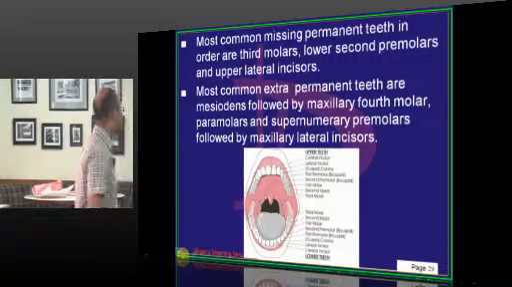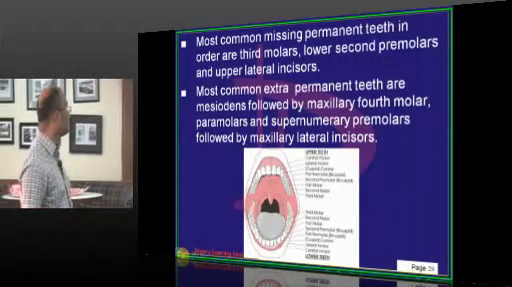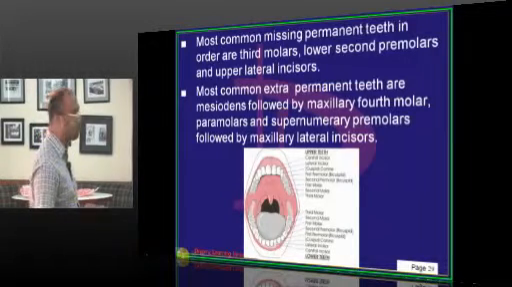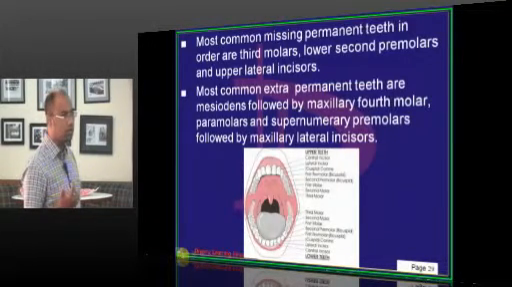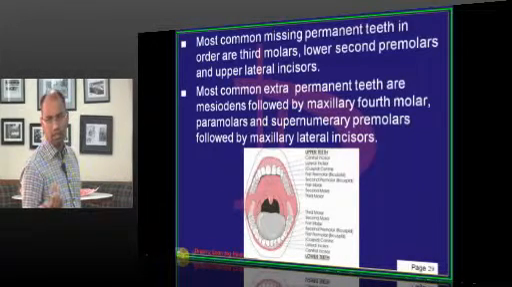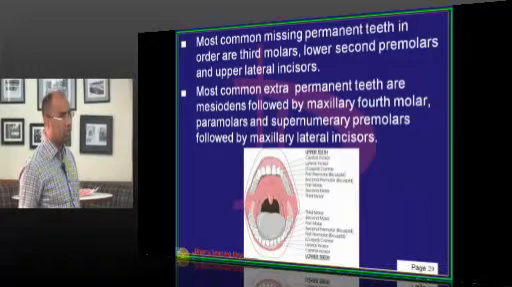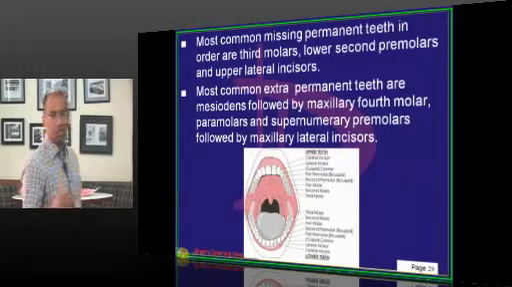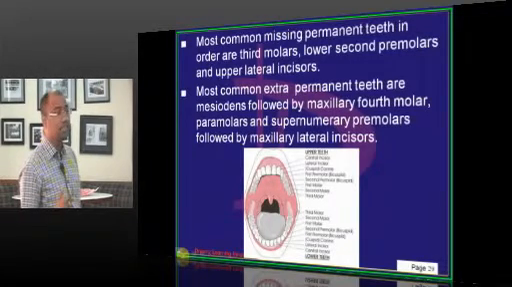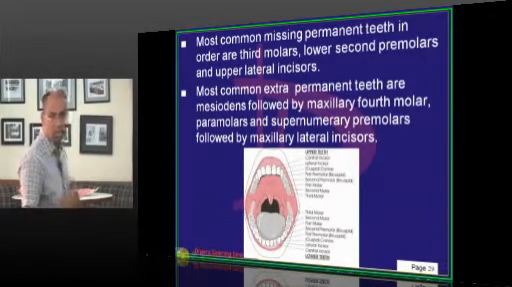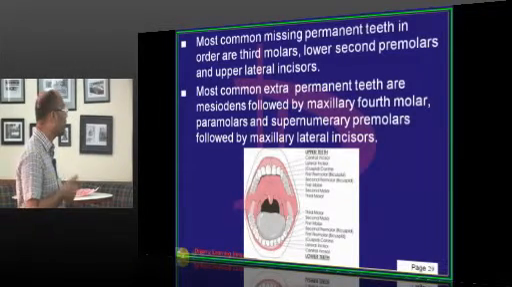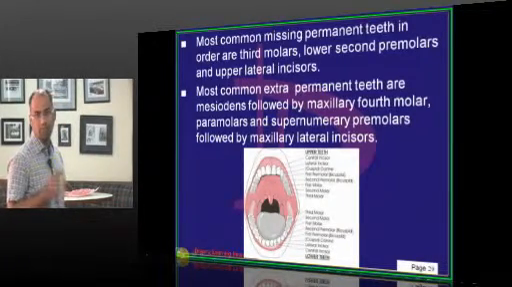The most common missing permanent teeth are third molars, followed by lower second molars, then your upper lateral incisors. As I told you earlier, there is something called Butler's morphogenetic theory, where the dentition is divided into various segments: incisors, canines, premolars and molars. The distal-most tooth is the most often missing in each segment. So the missing frequency is first your third molars, followed by lower second molars, then your upper lateral incisors.